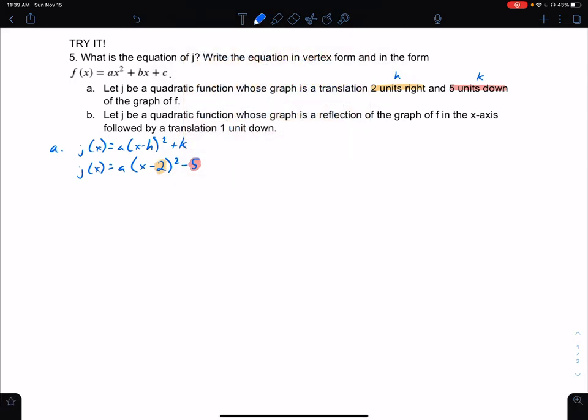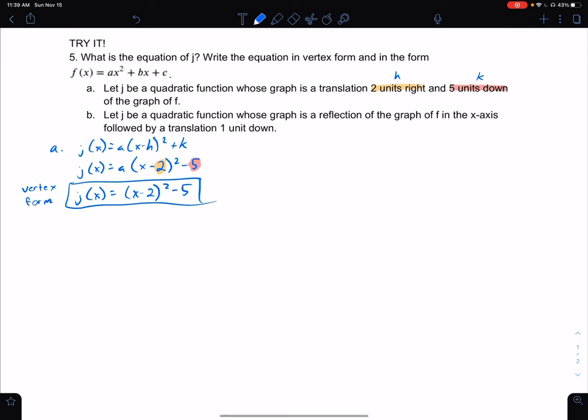Now for these problems, as I mentioned in the previous video, normally you would have to figure out what a is. You'd have to calculate that by using a graph. But since there's no stretch, there's no compression, and there's no reflection, a is just going to be equal to 1. So we're going to say that J of x is equal to, if you want to write a 1 in, you can. I'm just going to leave it as is. So that's my vertex form.